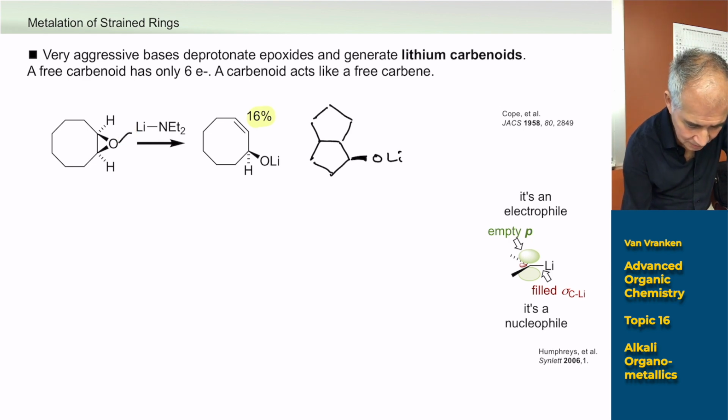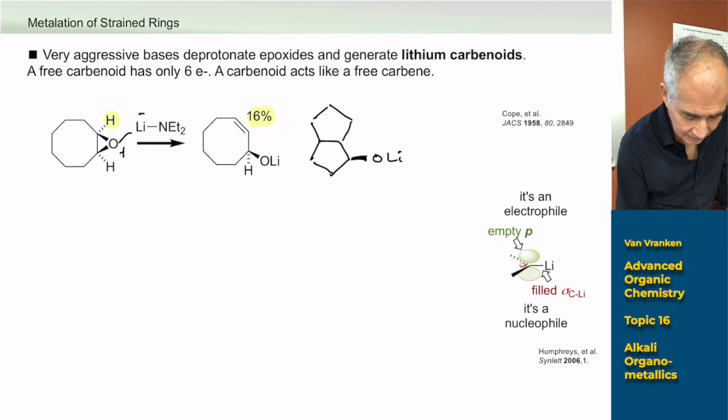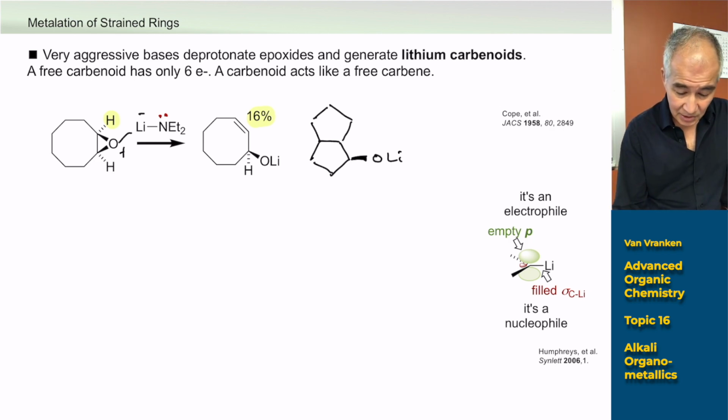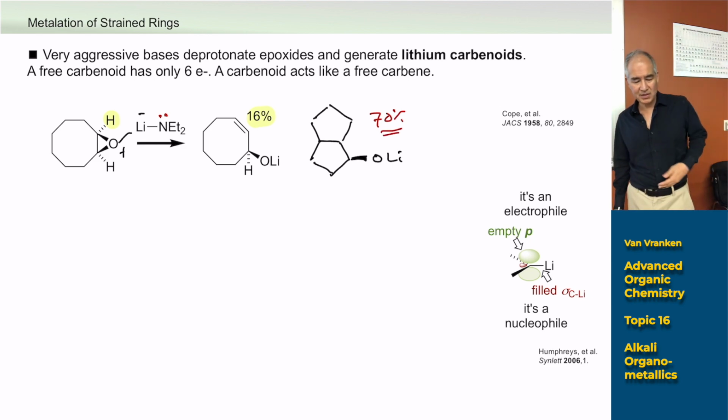Once you make that bond there, it turns out that you can also, in this case, start to see competitive rates of deprotonation right on the epoxide ring, right here, or on the one below. The lone pair on that lithium amide base can now start to pull off protons. Do you get the allylic deprotonation? Yes, you do. That's 16% of the product. But the main product here, in 70% yield, is this cyclopentene.